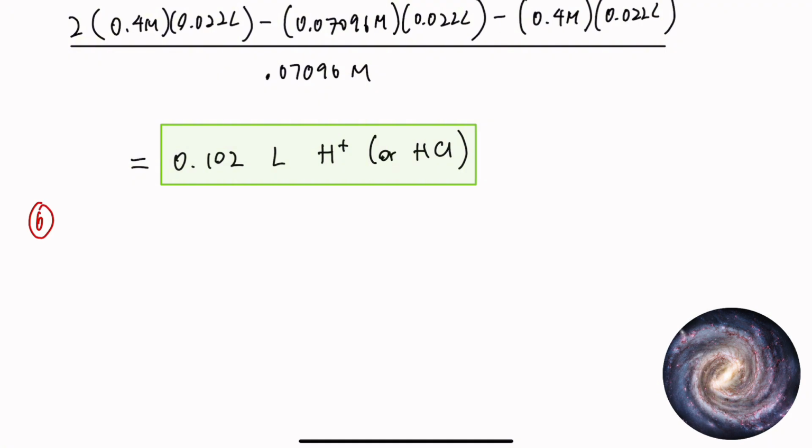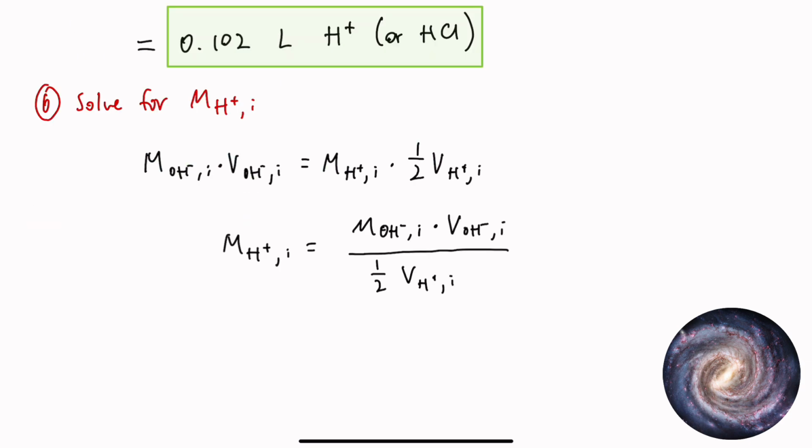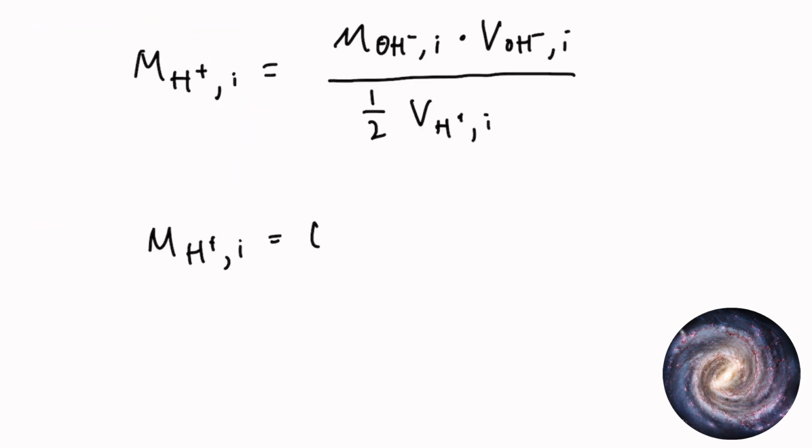Now, to get our last unknown, we can just solve for the molarity of H+ initial, and we can use either equation for that, but I'm going to use our second equation. We can rearrange it and substitute to get the initial molarity of H+ was 0.173 molar.